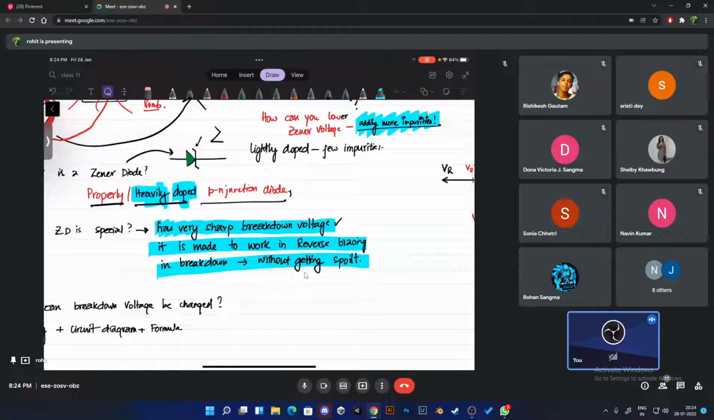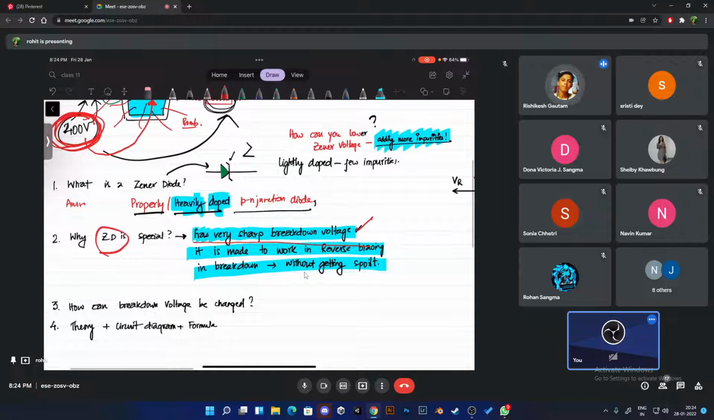Can you understand now? So who has sharp breakdown voltage? Tell me. Any diode or only zener diode? Zener. It is constructed in such a way to have this effect, okay?